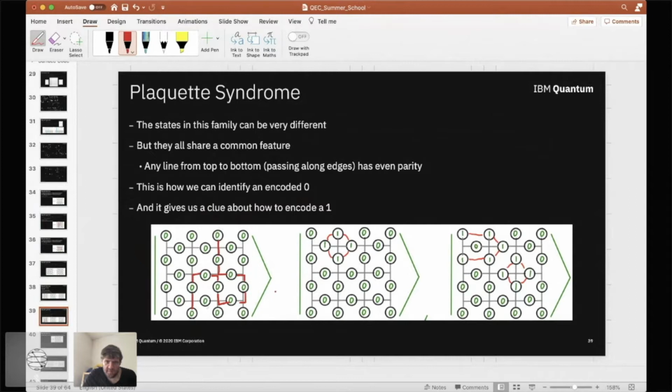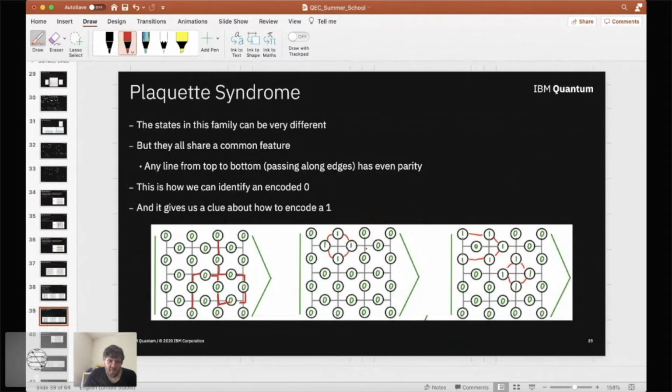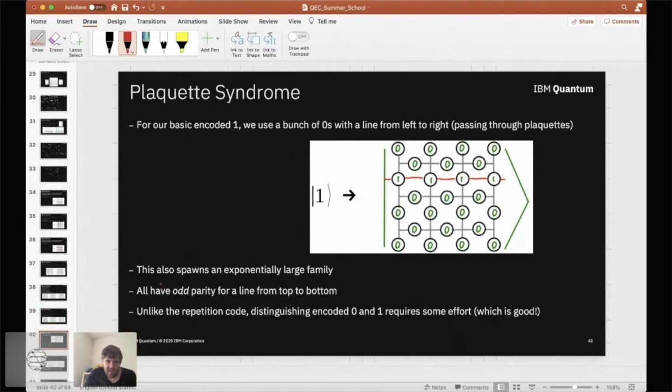And we can generate an equivalent family of states where if you go for a line from top to bottom, and it could also be a nice straight line, it will have odd parity. So it will have an odd number of ones instead of an even number of ones. And what we're going to do is use these even parity states to encode our zero, and use these odd parity states to encode our one.